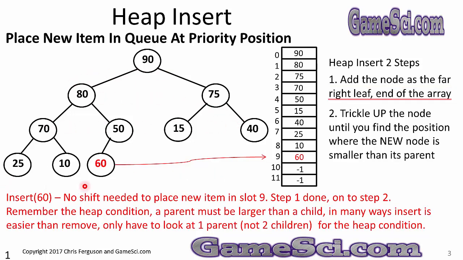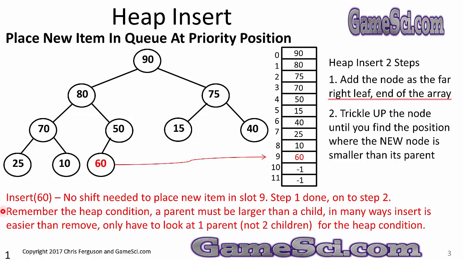Insert 60. No shift needed to place new item in slot 9. Step 1 is done. Go on to step 2. Curious. See this 60? That's the new item we're putting into our heap. Put it at the end of the array. That is the one spot in this array where you can insert it without shifting anybody else out of the array. Always start the new items at the end of the array.